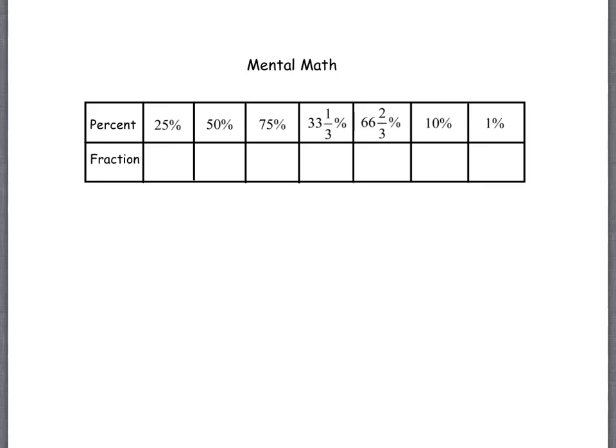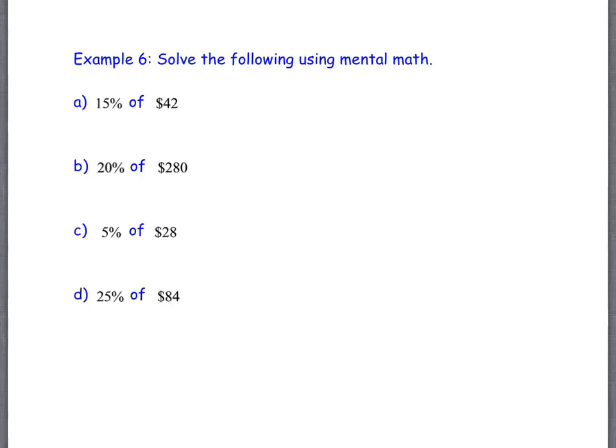So what is the fraction for 25%? Right, 1/4. How about 50%? 1/2. 75%? 3/4. 33 and 1/3%? 1/3. 66 and 2/3%? That is 2/3. How about 10%? 1/10. And 1%? 1/100. All right, so on the next slide we're going to be thinking about some of these in fraction form, some in percent form, and some we have options for. But we're going to be using mental math.